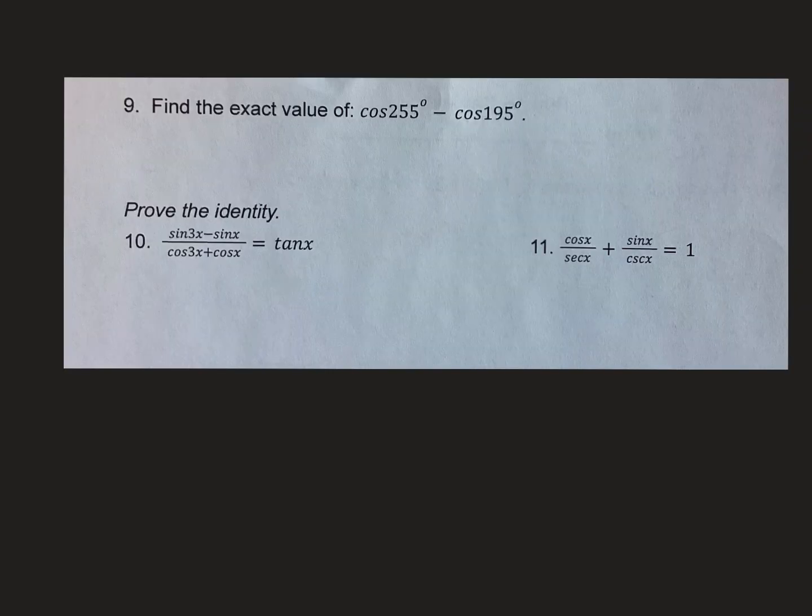Number 9, find the exact value of cosine minus cosine. So I'm looking at the sheet again. Cosine minus cosine. I'm looking for cosine minus cosine. It says to do negative 2 times sine of x plus y over 2.